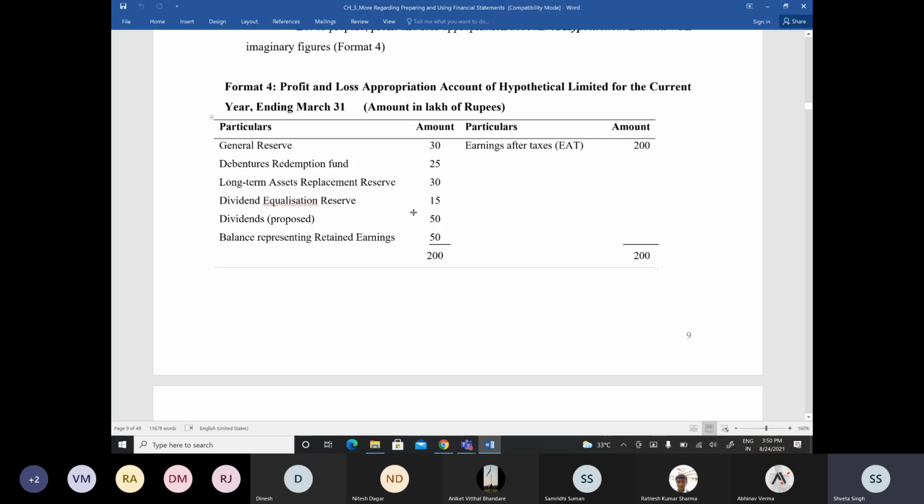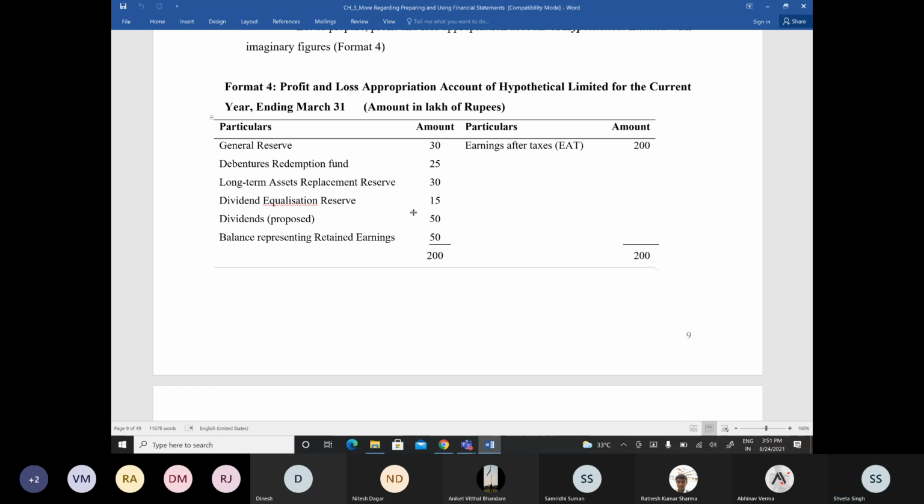Companies that pay stable dividends like to maintain this reserve, and they keep putting some money in that reserve, so that in the years when the earnings fall or their EAT falls, then they can take money from this and pay the dividends. A company can only pay dividends from two sources: from the current year's income or from the dividend equalization reserve. That is it. Nowhere else can it use to pay dividends.